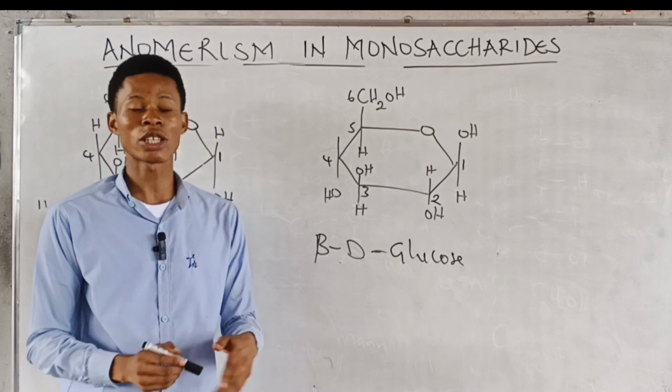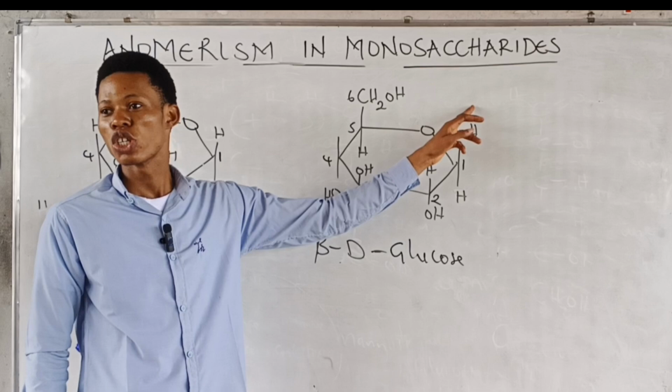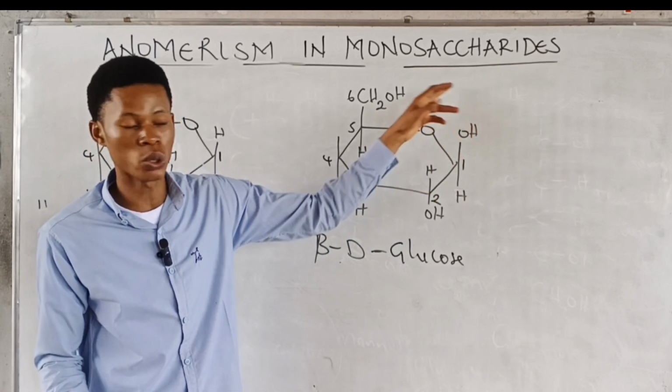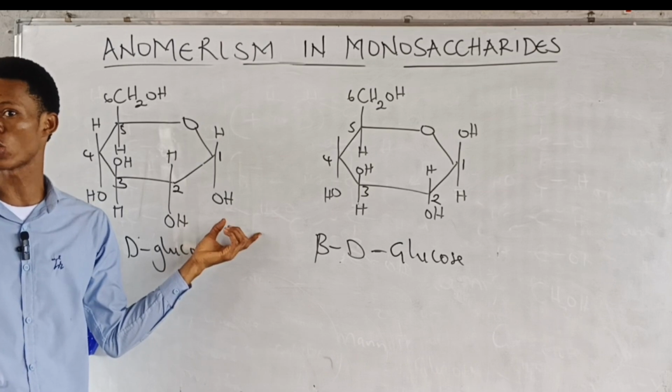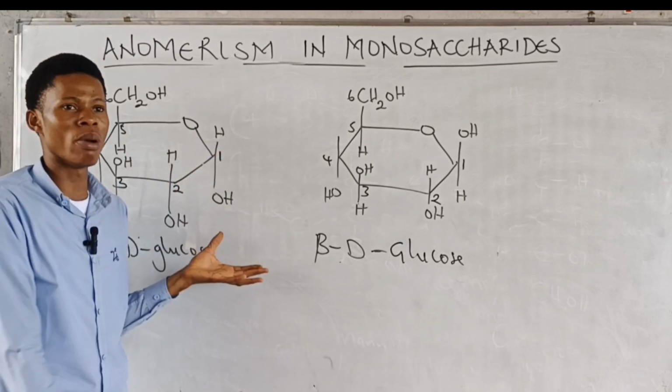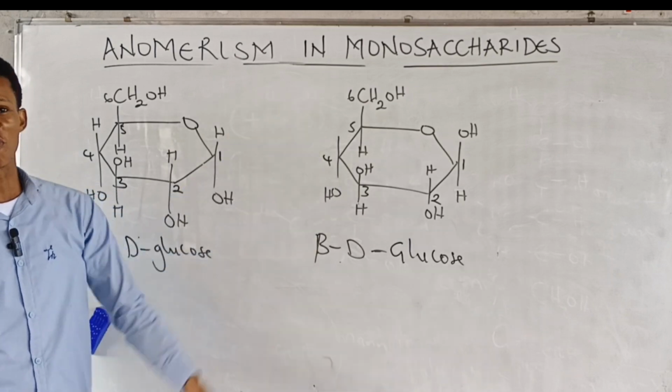So note, it is better to be up in life. So if the OH on the anomeric carbon is up, it is what? Beta D-glucose. If the OH on the anomeric carbon is down, it is what? Alpha D-glucose. So this is how anomerism is seen in monosaccharides.